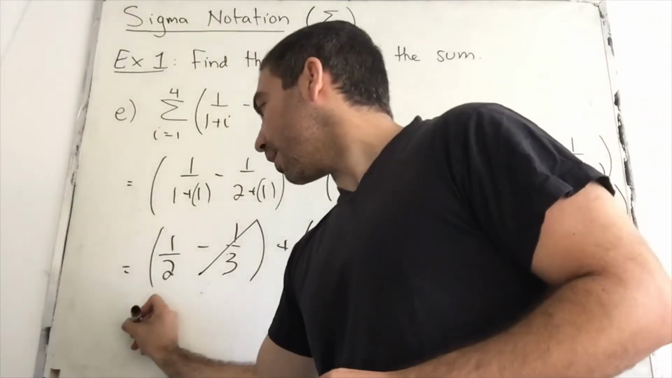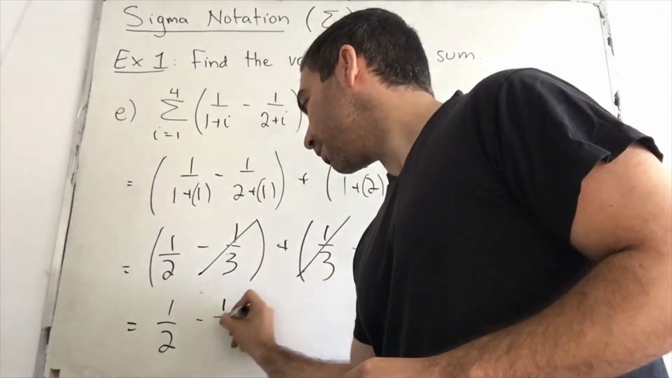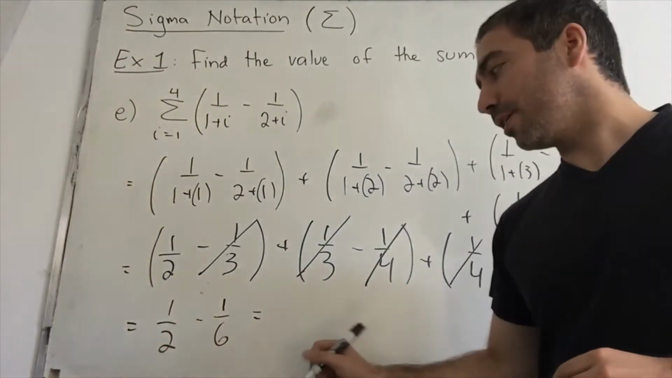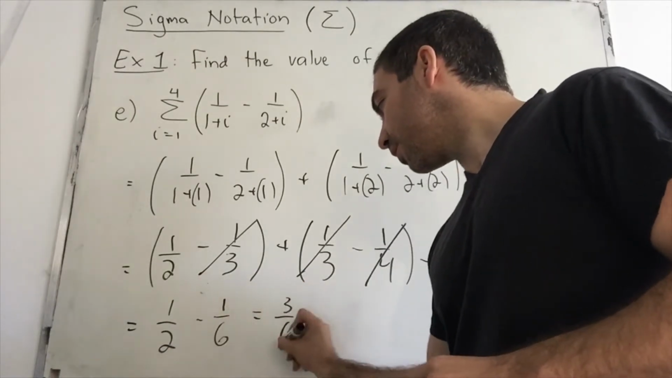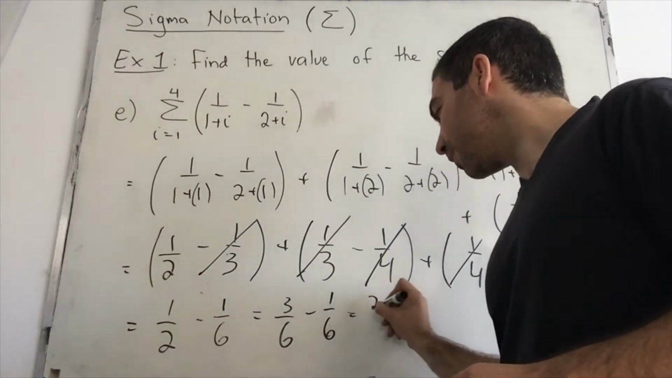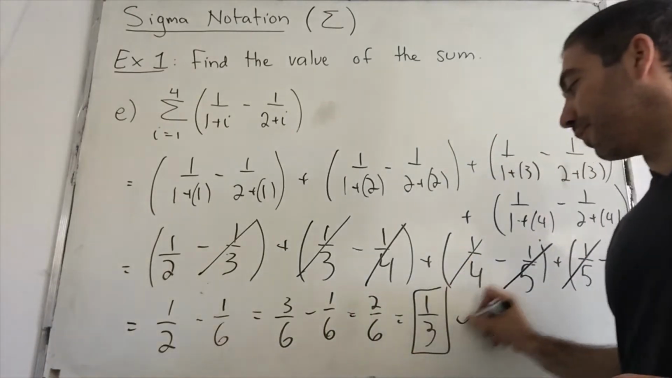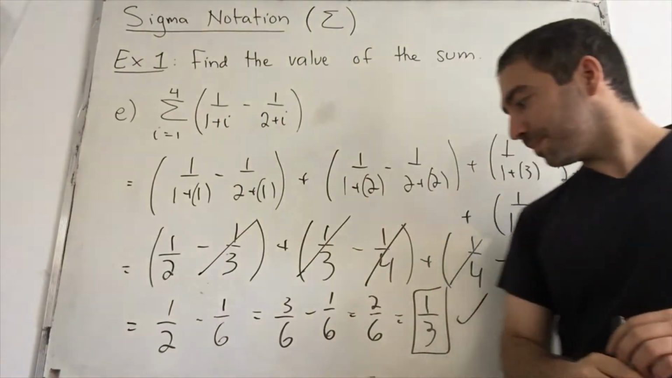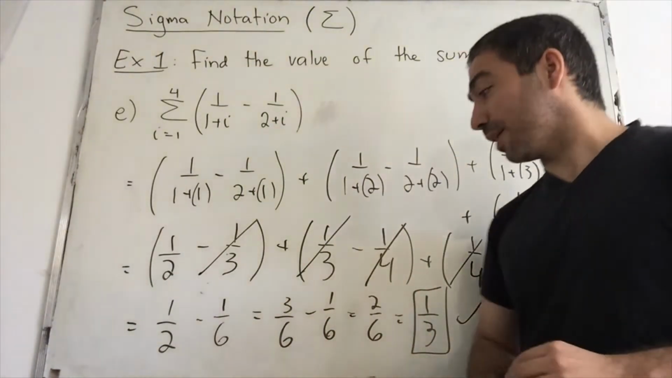So we're left with a half minus a sixth, 1 over 6. And we could go ahead and find a common denominator here, which is 6, multiplying the top and bottom by 3, giving us 3 over 6, minus 1 over 6, which is 2 over 6, which gives us a value of a third, and that's the sum. Okay, so very important example. Keep in mind telescoping sums. It's going to come back later in the semester.